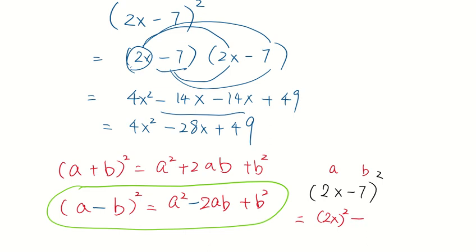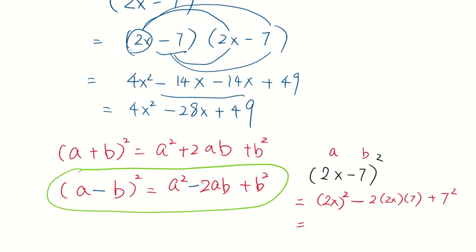Minus 2 times, what's a? 2x. What's b? 7. Plus b squared. What's b? 7. Alright, let's simplify this formula. You have 4x squared, because 2x squared is 2x times 2x. So here what do we have? Negative 2 times 2 times 7, that's 28x, plus 7 times 7, 49. So you can see you will end up with the same answer.